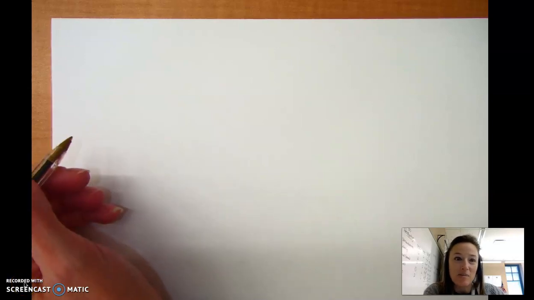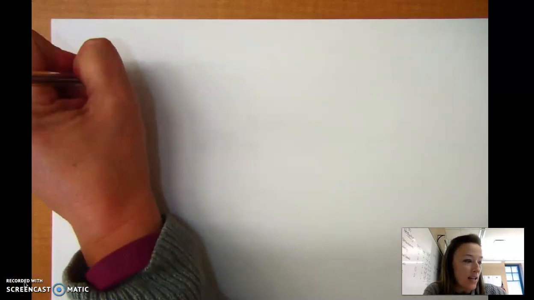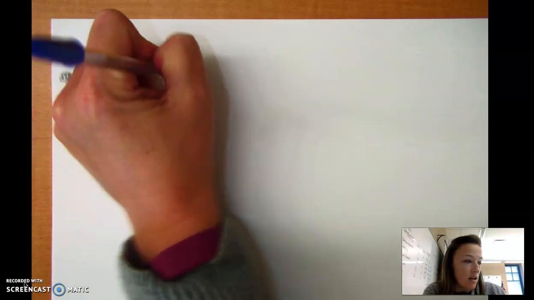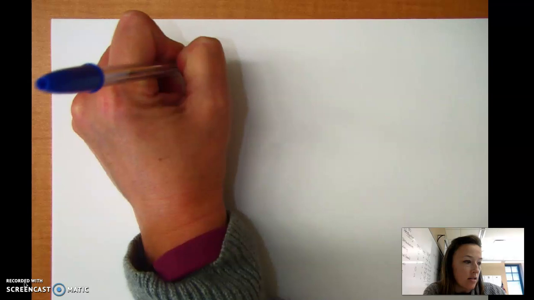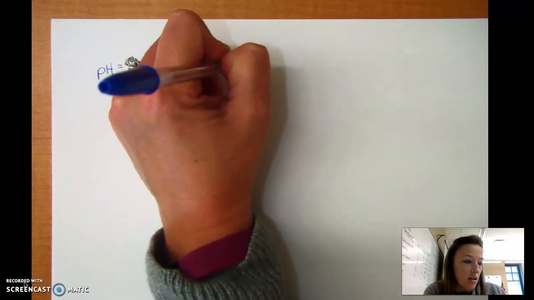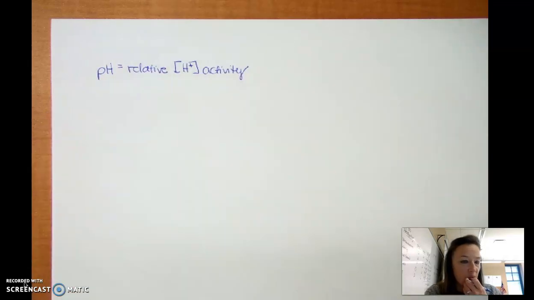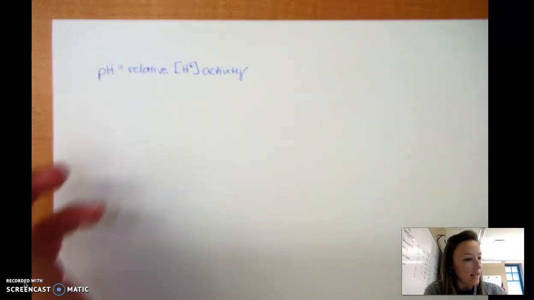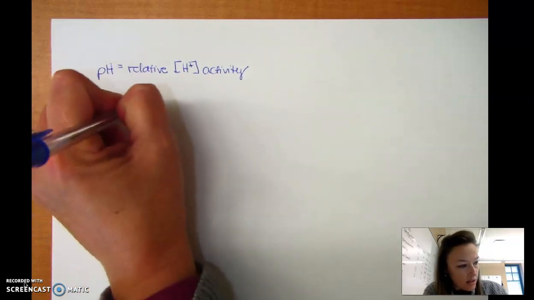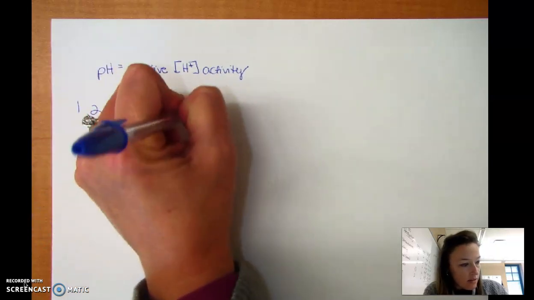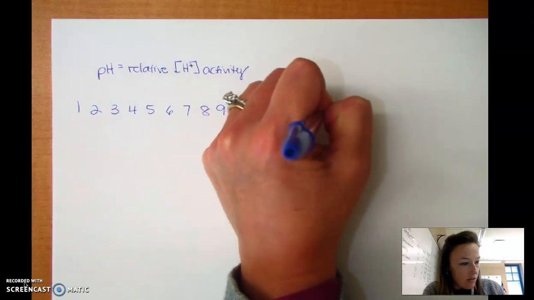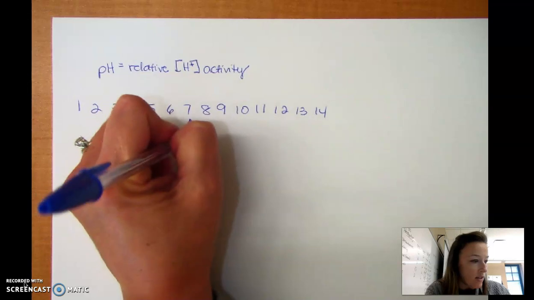So this one is all about pH. pH is the relative activity of your hydrogen ions. So you've got to know the hydrogen ion concentration, but you want to know how active they are. When you look at the scale, of course, it goes up to 14: 6, 7, 8, 9, 10, 11, 12, 13, 14, where 7 is neutral.